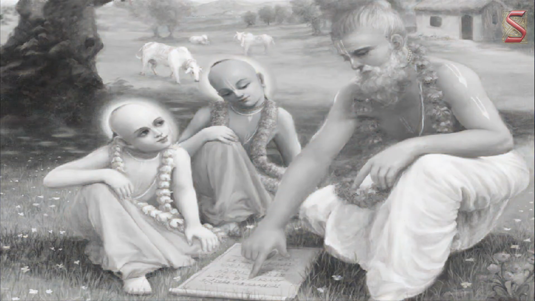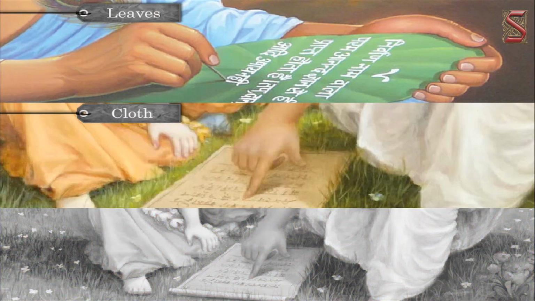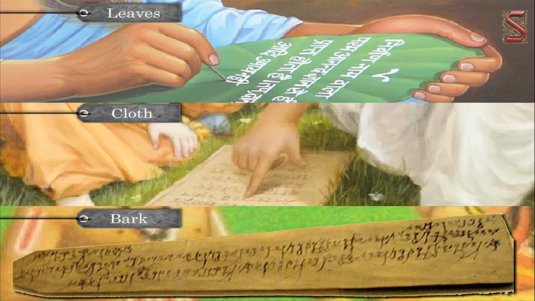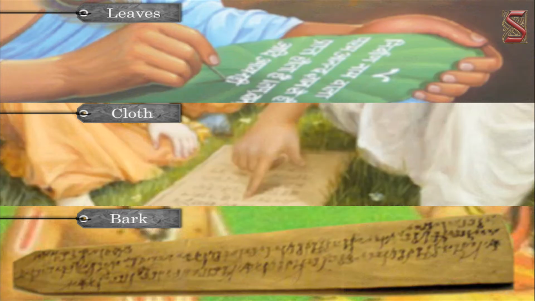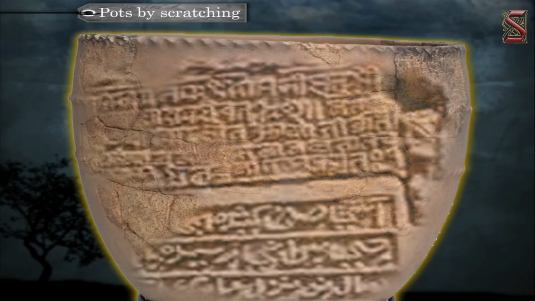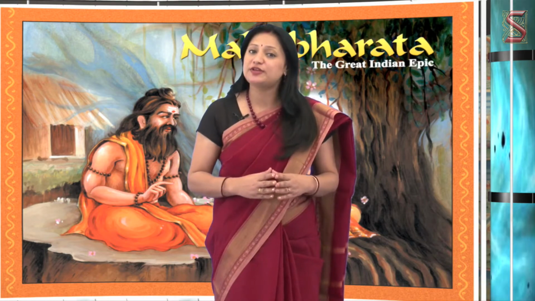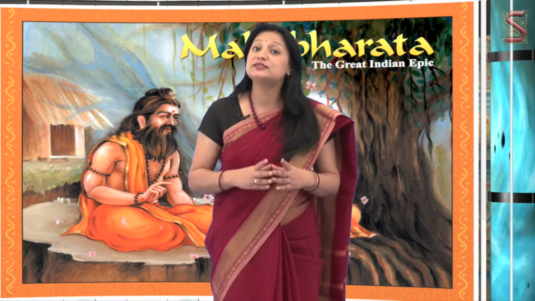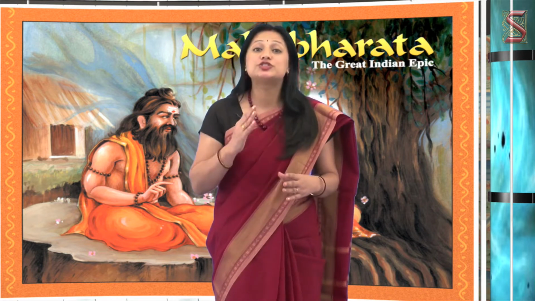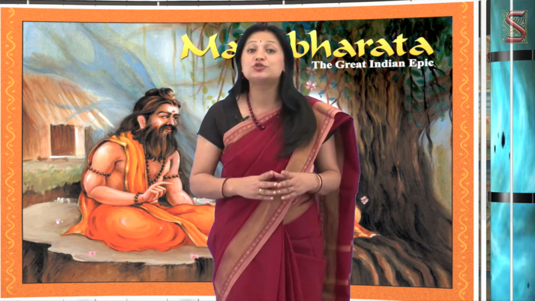Students, can you guess on what did the people of ancient times write when paper was not in use? The people in the olden days are believed to have written on leaves, cloth, bark, etc. But these got destroyed with time. They also wrote on pots by scratching on them. The earliest writing of text that is available is the engraved inscriptions on stone pillars that belong to the Ashoka period.